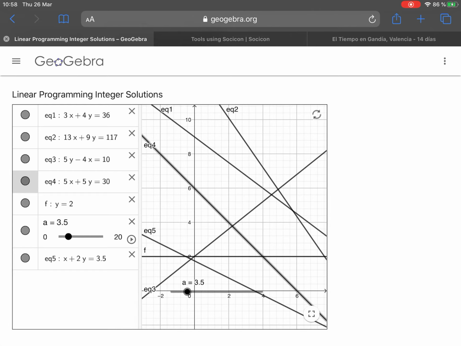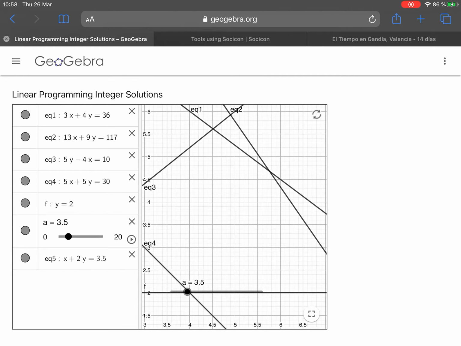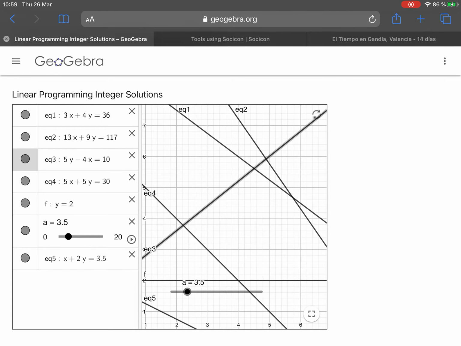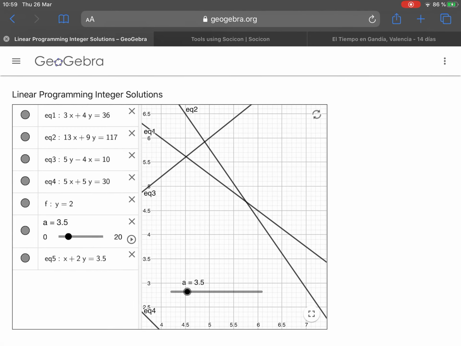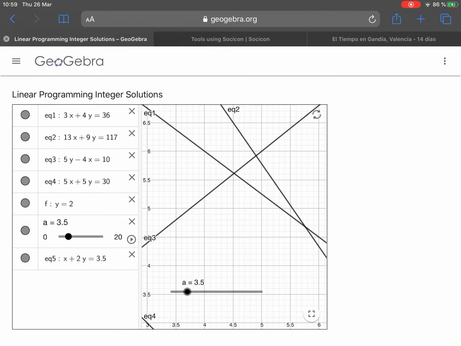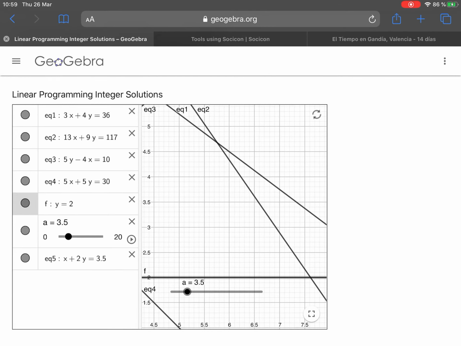Now, just from looking at it, you can see that my optimal solution is going to be in this weird pentagon here, this region that I've zoomed in on. If you recall from before the holidays, the optimal solution is going to be near the corners of the feasible region. So either it's going to be here between equation 4 and equation 3, or between equation 2 and equation 1, or between equation 1 and equation 3, or between equation 4 and the line y equals 2, or at the bottom right between equation 2 and the line y equals 2.